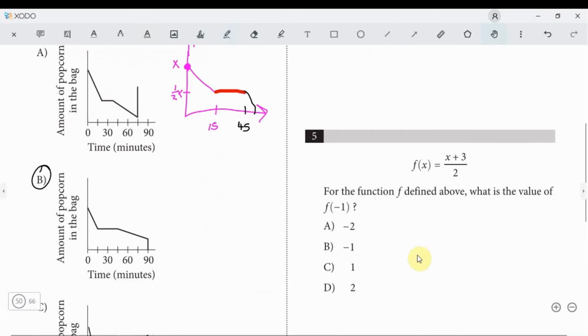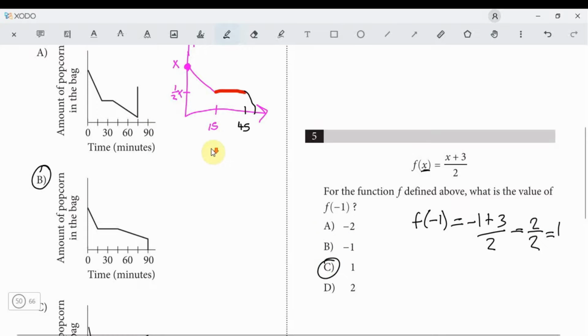Question 5. For the function f defined above, what is the value of f of minus 1? So all we're going to do is plug in x as what? Negative 1. So f of negative 1, plug in x as negative 1, we're going to get negative 1 plus 3 over 2. Negative 1 plus 3 is 2, and 2 over 2 is 1. So that's option C. Nice. No problem there.